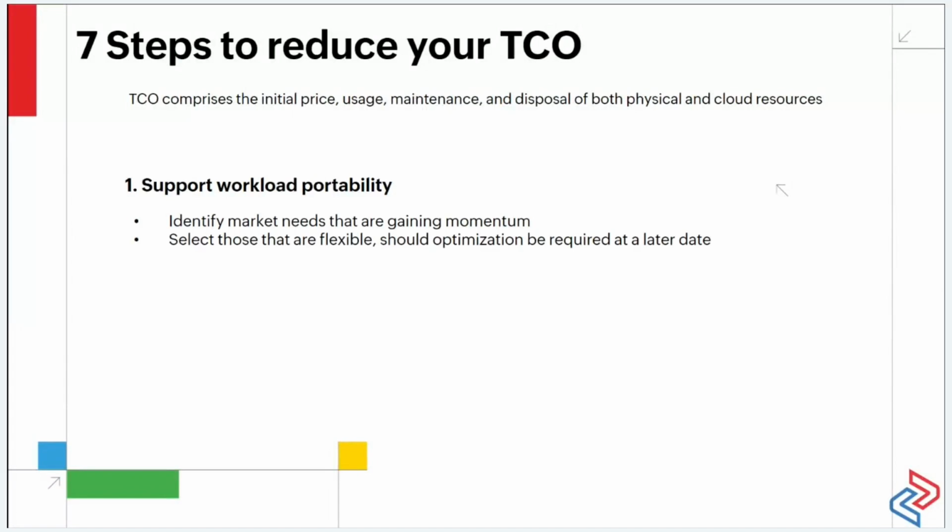So to start off with, you need to be able to support workload portability. So you need to identify market needs that are going to gain momentum and going to form a considerable part of what your application usage is going to be. And you need to select the ones that are flexible in terms of how you can scale up or scale down, or how you can add multiple components, or generally the flexibility in terms of a pricing standpoint that would come as part of this particular tool, for it to make sense for you at a later date, and for it to have that kind of longevity.